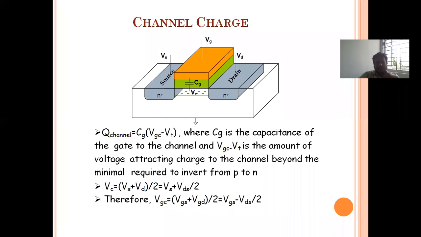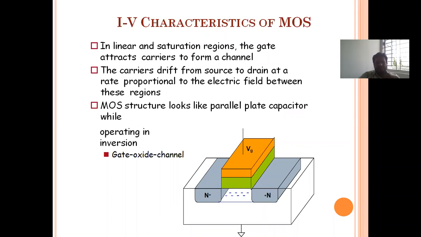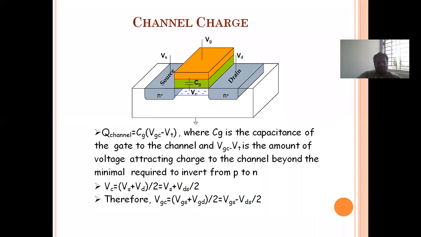This is the channel charge. The channel charge, Q channel, is CG times (VGC minus VT), where CG is the capacitance. In the diagram, this is how there is a channel charge. This is the source, gate, and drain terminal, and we apply the voltages VS, VG, VD. Here these are the capacitors, CG.